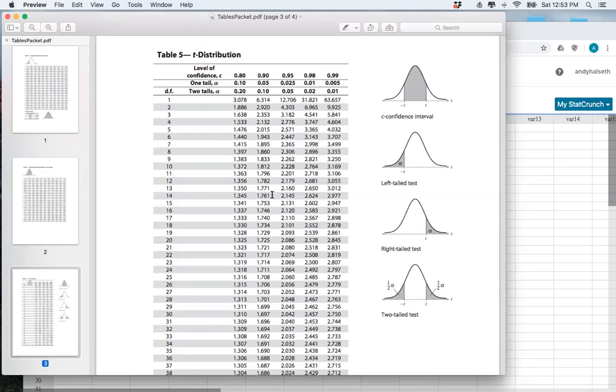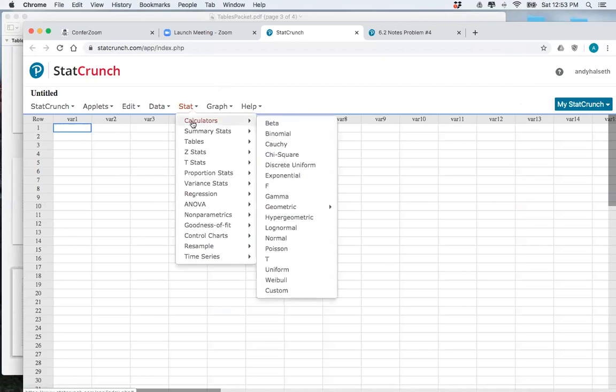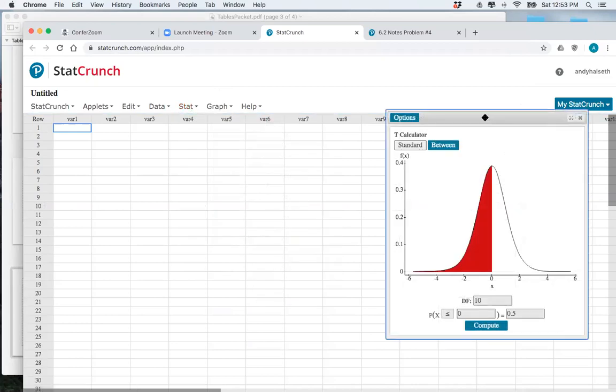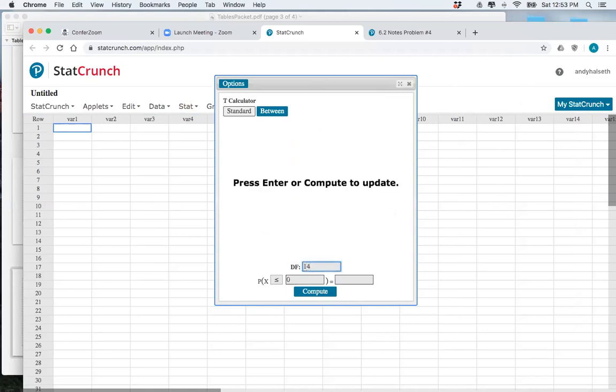So that's how you do it with the table. Pretty user-friendly table, almost easier than any other way. But there's also the StatCrunch method. I can show you that real quick while we're up on the desktop. The way that works: Stat, Calculators, go down to the T. Right? So normally we've been going to the normal. Right now in this new section, we're going to the T. Okay, so Stat, Calculators, T, and it looks really similar to the normal distribution. Works the same way. However, we do need to enter this DF, 14.